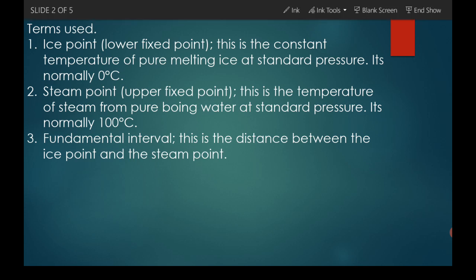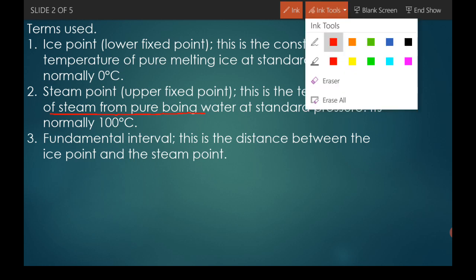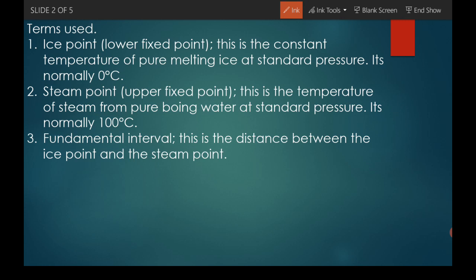Number two, a steam point, or what you call the upper fixed point. Likewise, we shall define that one as the constant temperature of steam from pure boiling water at standard atmospheric pressure. I was saying that it is also always 100 degrees Celsius. And then lastly, the fundamental interval. We can define this one as the distance between the ice point and the steam point. We can even change the words and say that it is the distance between the lower fixed point and the upper fixed point. As simple as that.